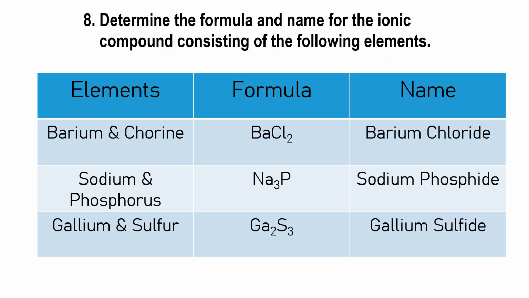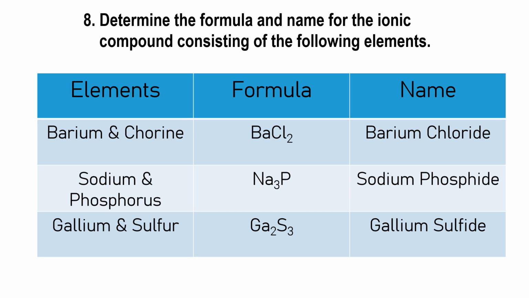A compound with elements of barium and chlorine is called barium chloride. So here you can see barium has a charge of 2+, while chlorine has a charge of -1. So you need 2 chlorines to balance out 1 barium. So you have the chemical formula as BaCl2, and it's called barium chloride.